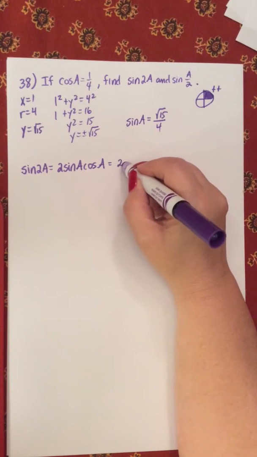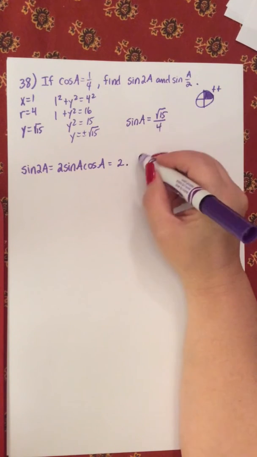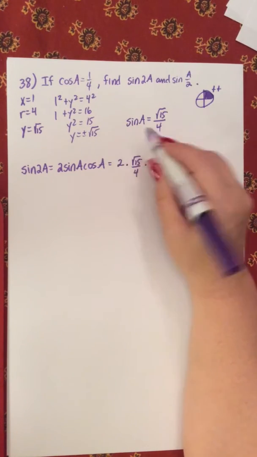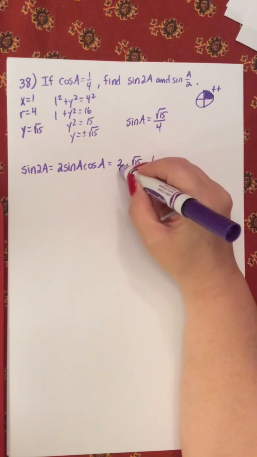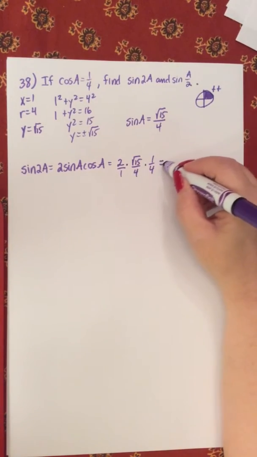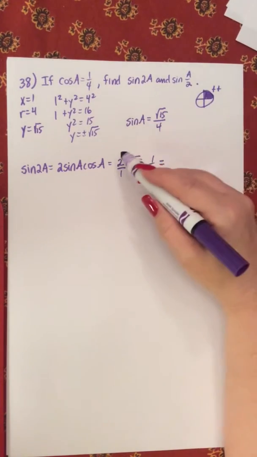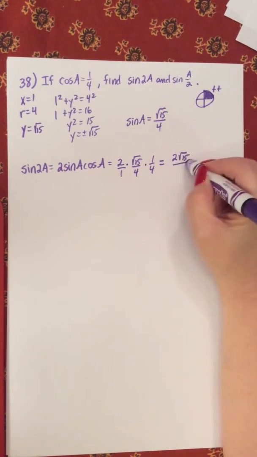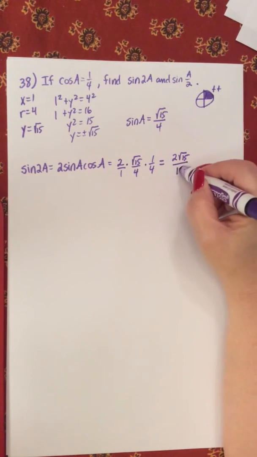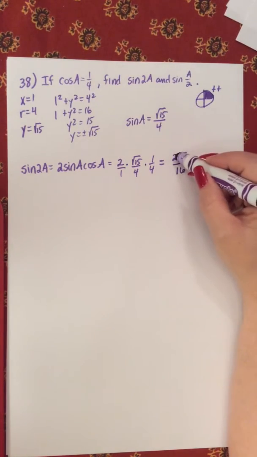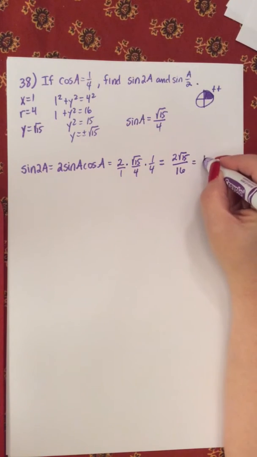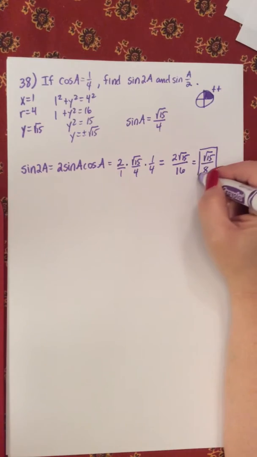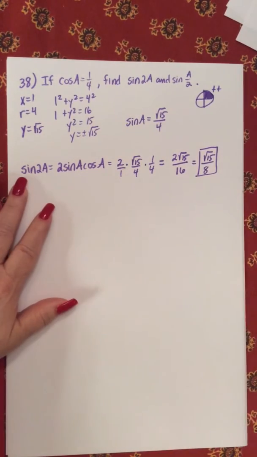It's going to be 2 times the sine of A, which we just figured out was square root of 15 over 4, times the cosine of A, which is 1/4. I'm going to call the 2 over 1. Remember, when you multiply fractions, you just multiply straight across. So 2 times square root of 15 times 1 is just 2 square root of 15. And 1 times 4 times 4 is 16. So the only thing you could do is 2 over 16 reduces. So I could call it square root of 15 over 8. And that would be my answer to what the sine of 2a is.